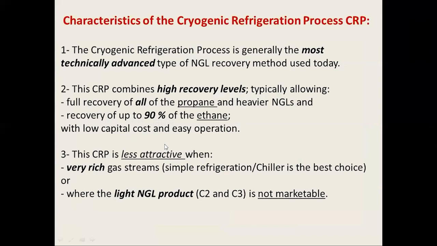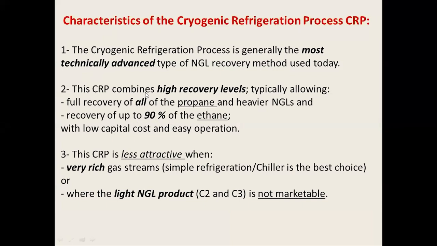Before we end our lecture, the characteristics of the cryogenic process. Cryogenic refrigeration process is generally the most technically advanced, high technology type of natural gas liquid recovery method used today. This combines high recovery levels. So recovery levels are much higher. Recovery of ethane up to 90%. You didn't see ethane in the previous methods as liquid, okay? But here we can get ethane to 90% recovery.